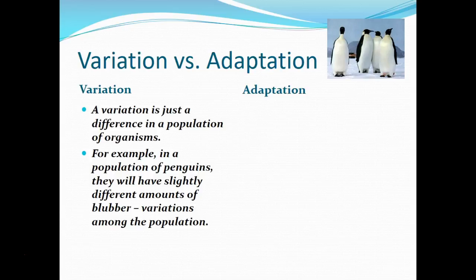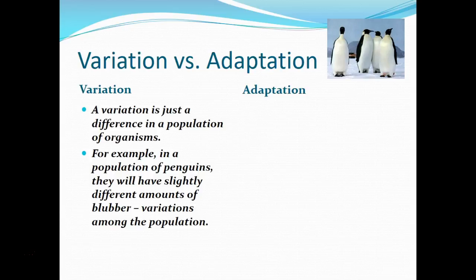All living things that reproduce sexually, of course, have variations. There's genetic variation, which produces variations in their traits. A variation is simply a difference in a population of organisms. So if we're looking at a group of penguins, and we wanted to measure their fat or how much blubber they had, you would expect that they would not all have the same amount of blubber. So that would be an example of a variation.